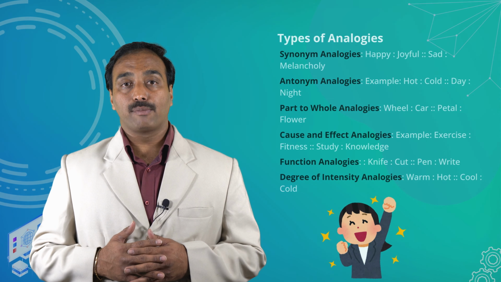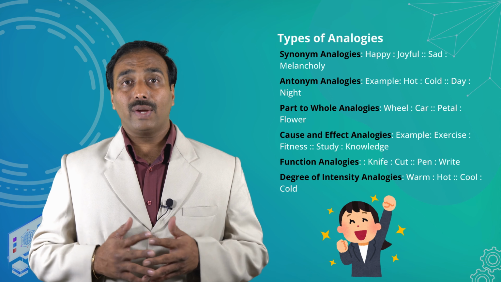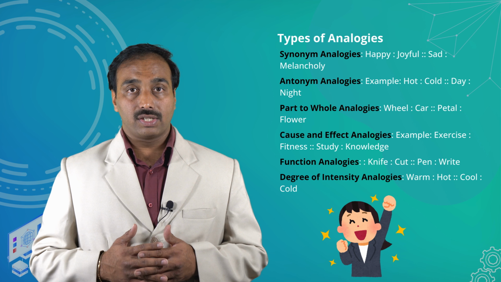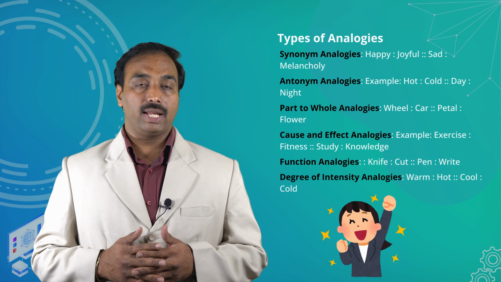Now let us have a look at the types of analogies. Recognizing the various types of analogies can aid in quickly identifying the underlying relationships. Common types include synonym analogies, words with similar meanings. Example: happy, joyful; sad, melancholy.